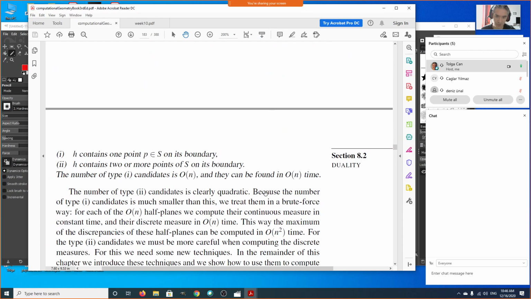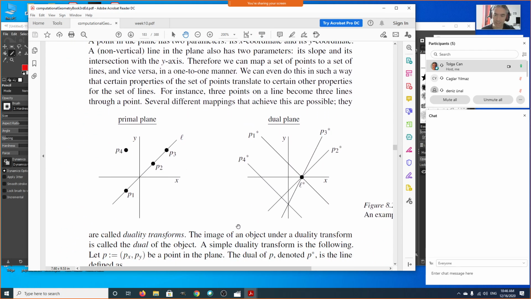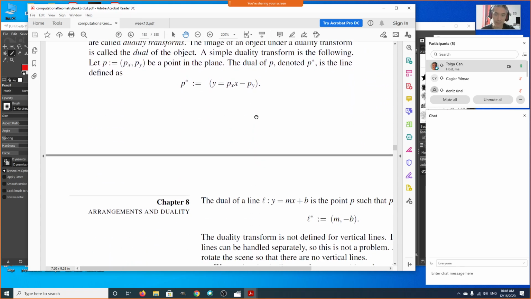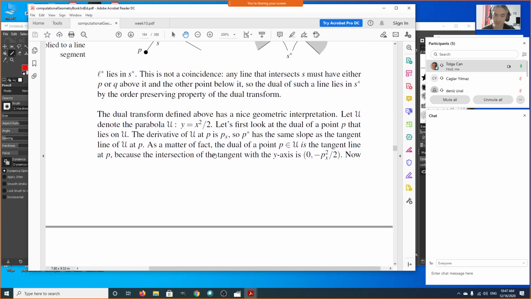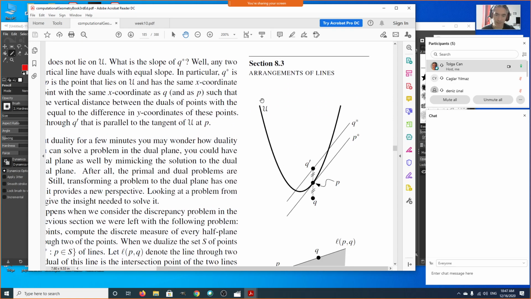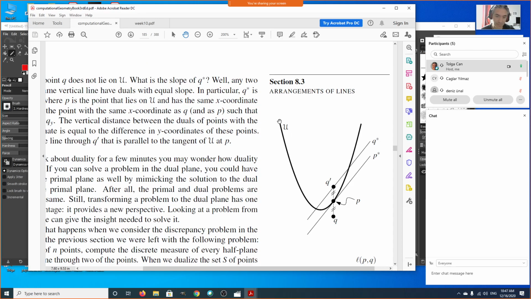Okay, now we have talked about duality and its properties. It also has an intuitive geometric interpretation, which is this. This is a special parabola, y is equal to x squared divided by 2. If your point is on this parabola, its dual transform is the tangent. It becomes the tangent line to this parabola at that point.